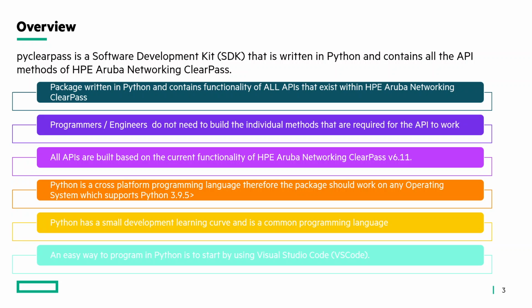So the APIs are built on the functionality of ClearPass 6.11. It's written in Python, so it's a cross-platform programming language. So it'll work on any operating system from Linux, Mac, and Windows. The most important thing is that you can install Python 3.9.5 or newer. Python's got a small development learning curve. There's lots of content out there to help you, and it is a common programming language within the IT community. And an easy way to program in Python is to use Visual Studio Code.